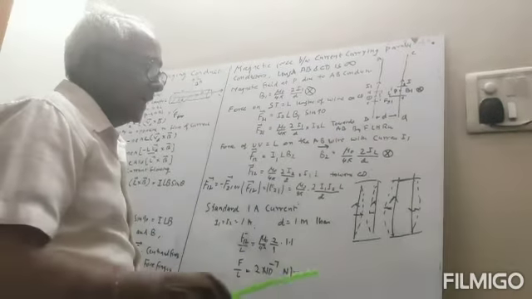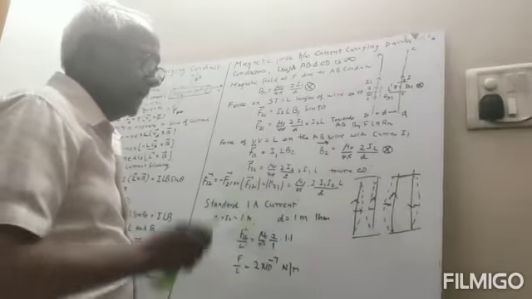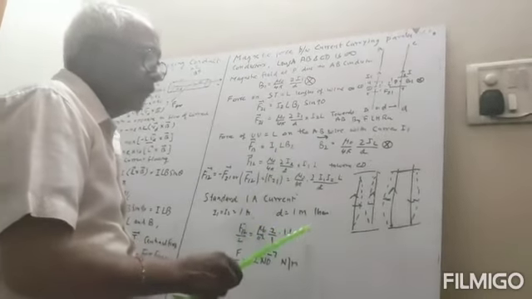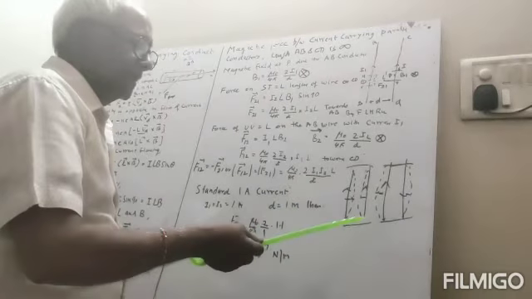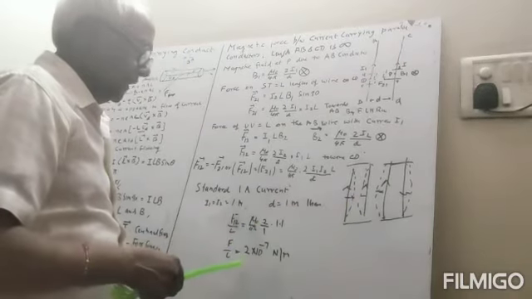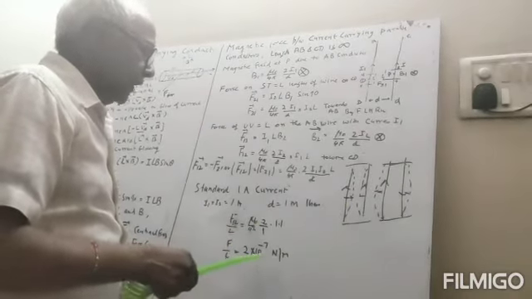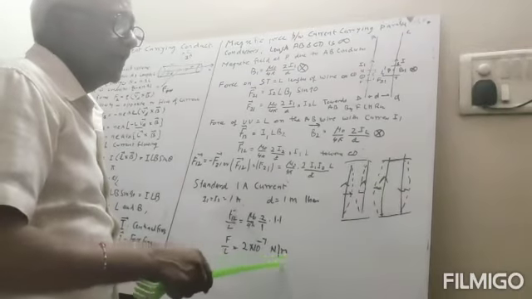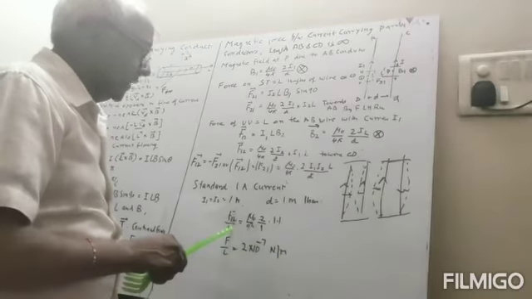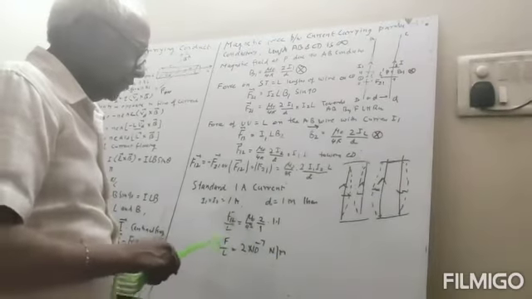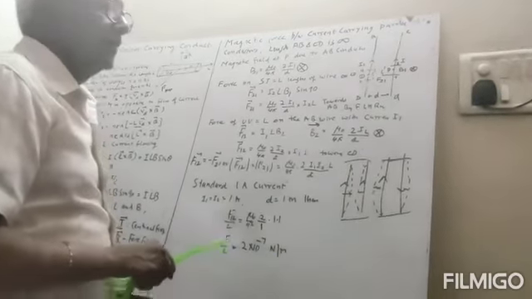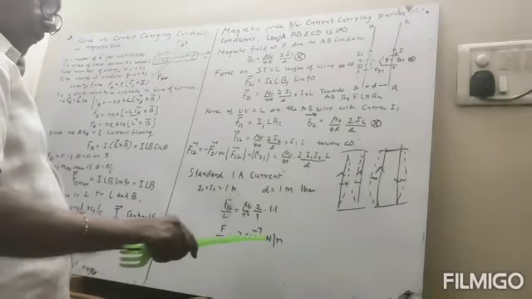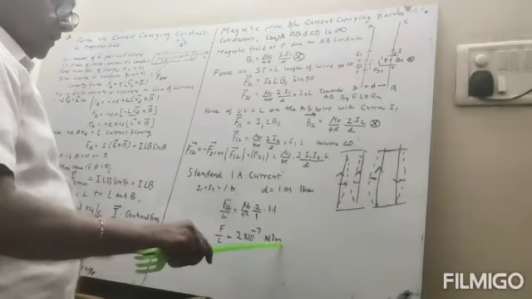So we can say that 1 ampere current is that current which, passing through two thin infinitely long conductors placed at a distance of 1 meter, gives a force of attraction or repulsion equal to 2 into 10 raised to power minus 7 Newton per meter. Here we divided the force by the length, so the force per unit length will be equal to 2 into 10 raised to minus 7 Newton per meter.